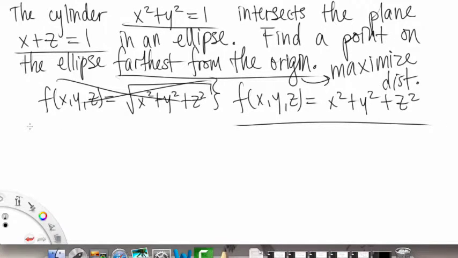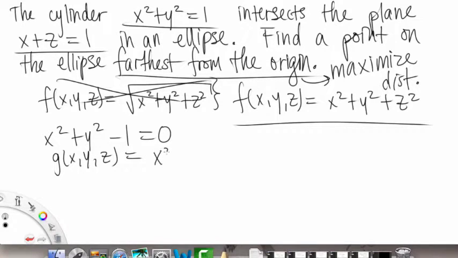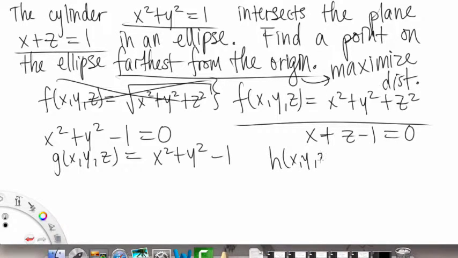And now let's get the other ones in the proper form as well. So the first one, this top one here, we can actually write as x squared plus y squared minus 1 equals 0. And we'll make this one be our g of x, y, z. Okay, so that's equal to x squared plus y squared minus 1. And the other one we can rewrite as x plus z minus 1 equals 0. And I'll make this one be h of x, y, z. So that's going to be x plus z minus 1. Okay, so here we have our two constraint curves, and we have our main function.